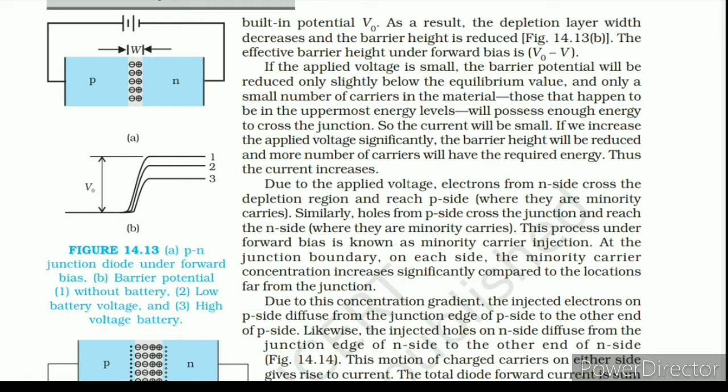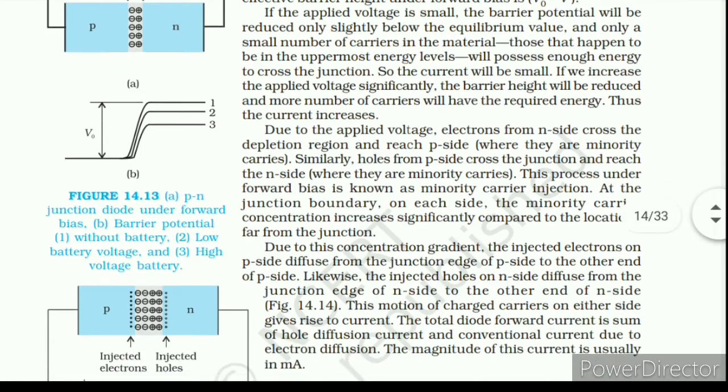The circuit arrangement for studying the VI characteristics of a diode is shown in figure 14.6a and b. The battery is connected to the diode through a potentiometer or rheostat so that the applied voltage to the diode can be changed. For different values of voltage, the value of current is noted. A graph between V and I is obtained as shown in figure 14.16c. Note that in forward bias measurement, we use a milliammeter since the expected current is large, while a microammeter is used in reverse bias to measure the current.